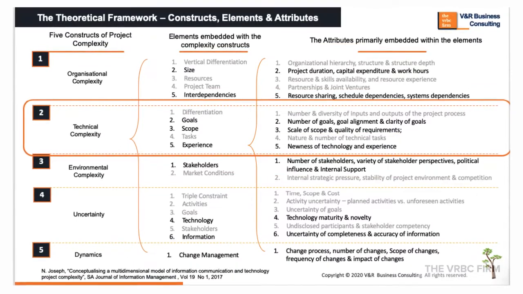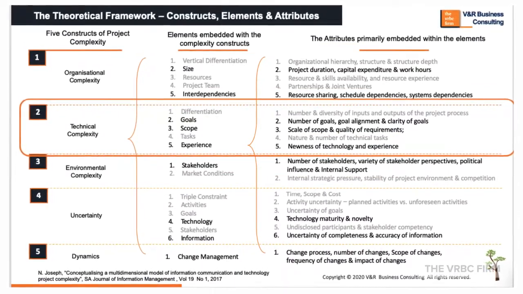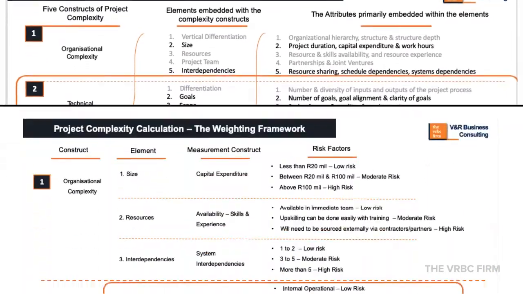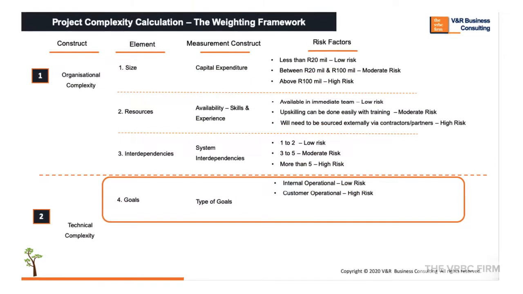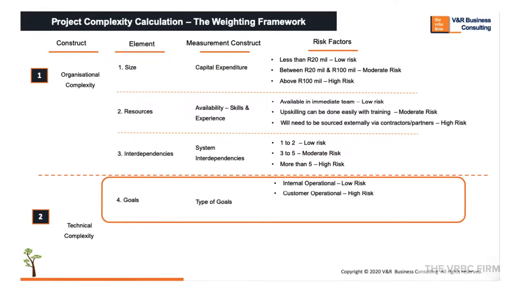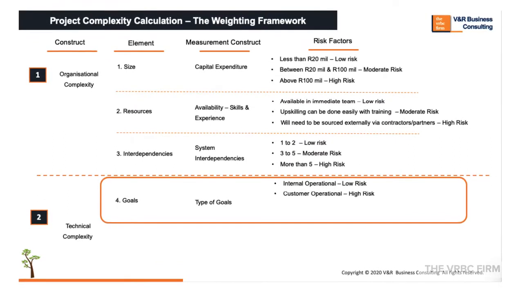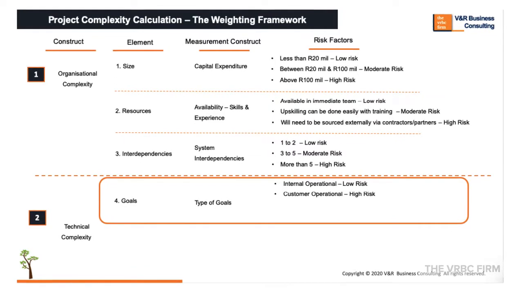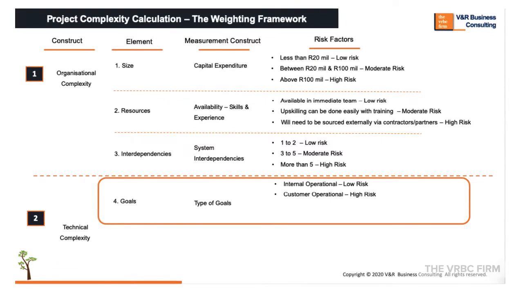We move on to technical complexity. So we split the risk ratings for goals between goals with a predominantly operational mandate and goals with a predominantly strategic mandate. We recognize that sometimes a project can have both. The approach here is to look at the primary mandate and classify a goal according to that.